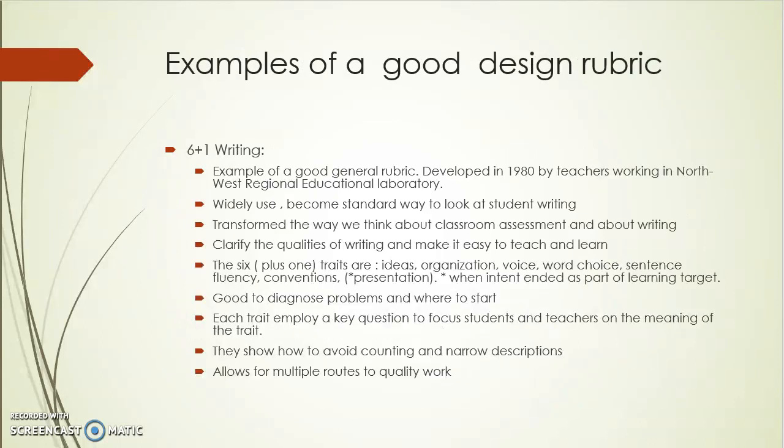Some of the good examples of rubrics is the 6+1 that we use in writing, that is very well known. You can go through it in the appendix of this book, and it's very self-explanatory, very widely used, and it has become a standard way to look at student writing. And I suggest that you all go through it.